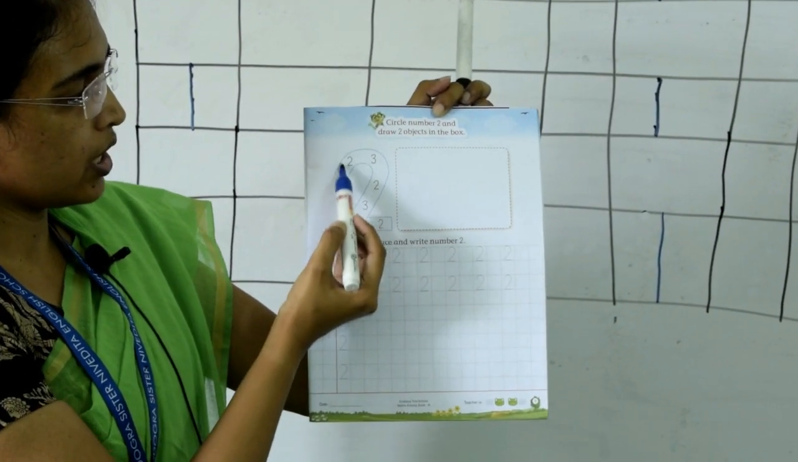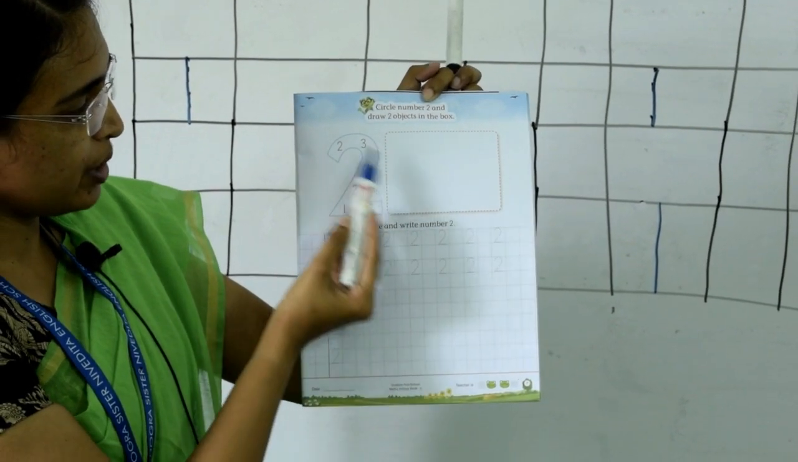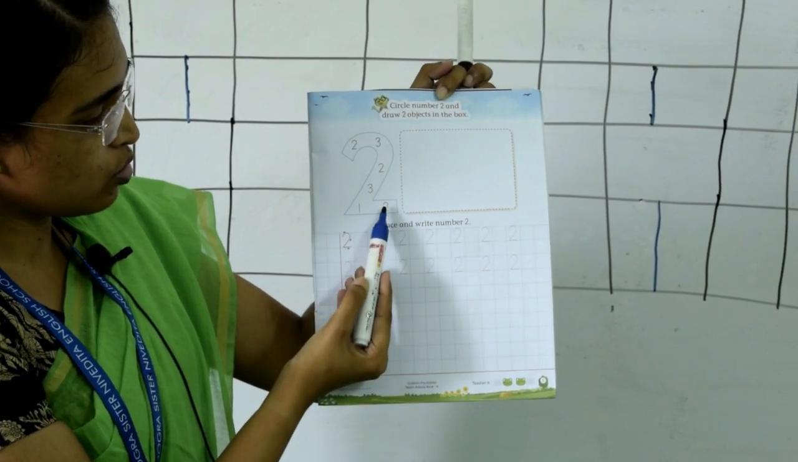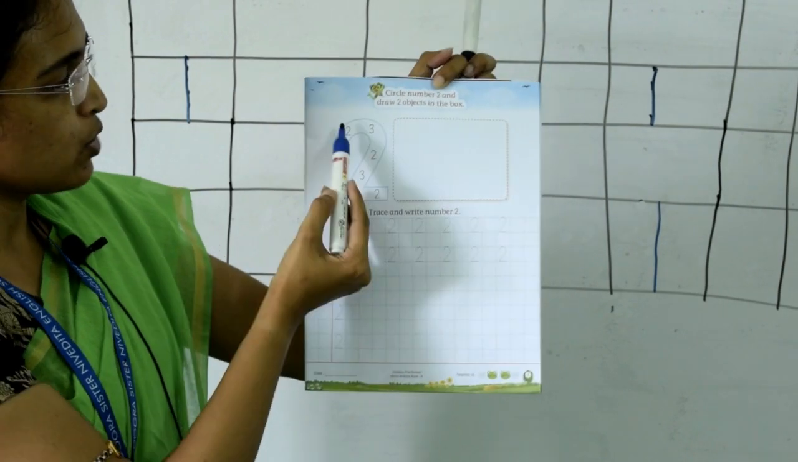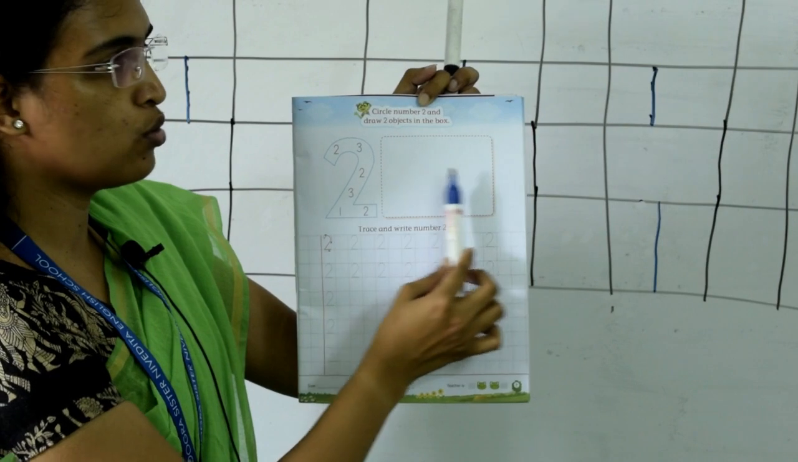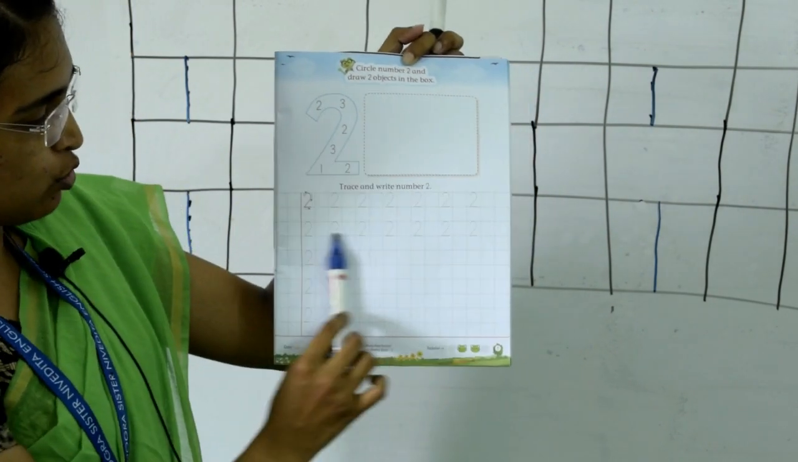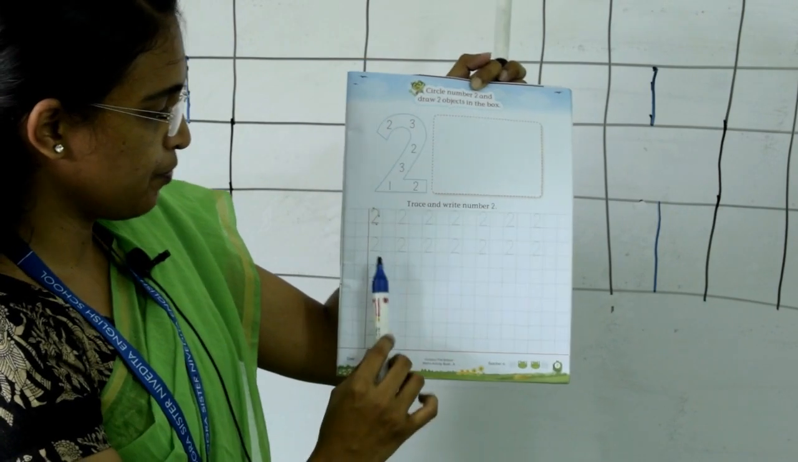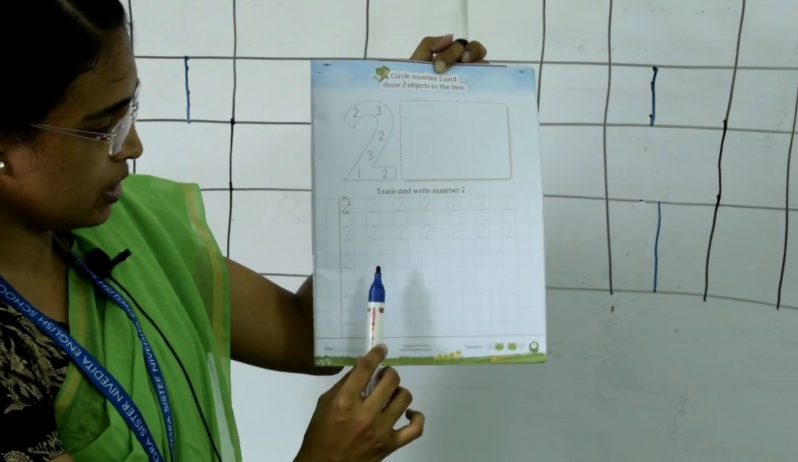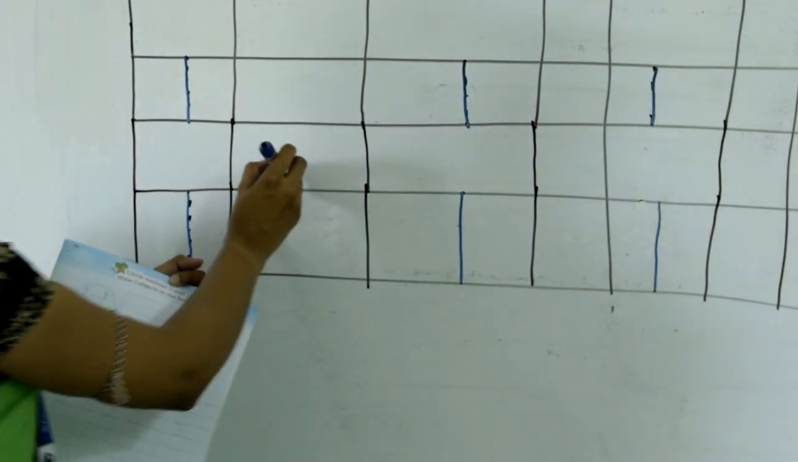We have to circle the number 2. So how many 2's are there? 1, 2, 3. There are three 2's, right? So we have to circle these three 2's. Then we have to draw 2 things in this blank space. After this, you have to trace this number 2. First you have to trace the number 2, then you have to write it by yourself like this.